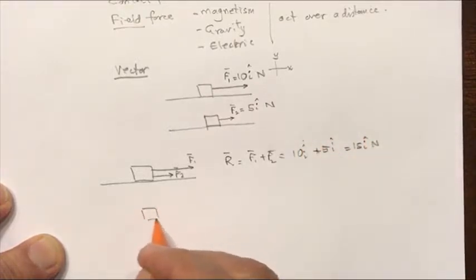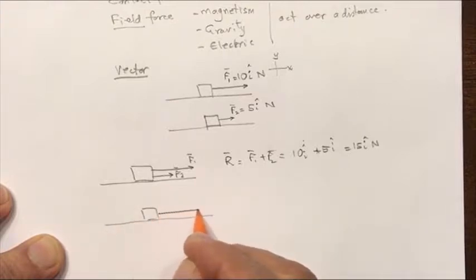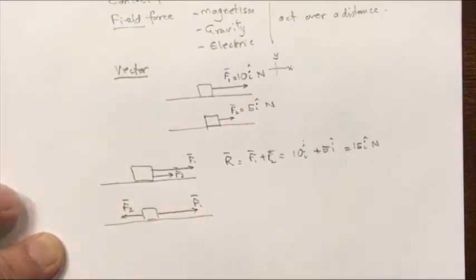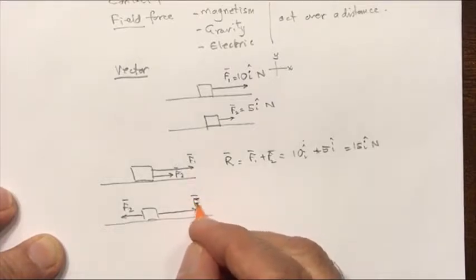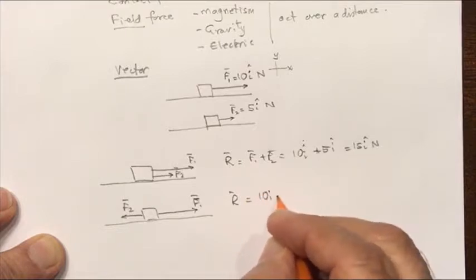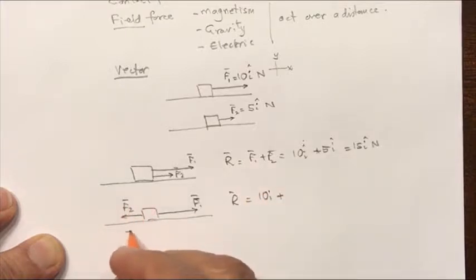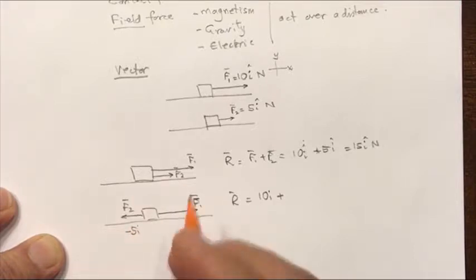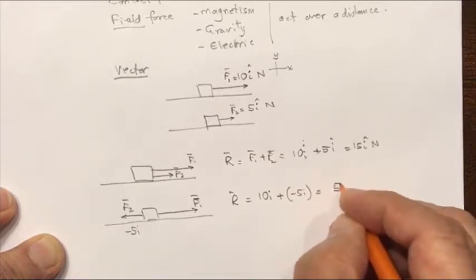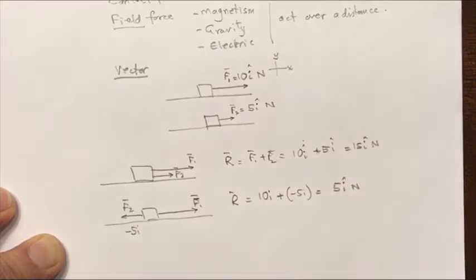However, if the forces were acting like this, F1 this way and F2 this way, then they won't add up to 15 newtons because they're opposing each other. The resultant would be 10i plus, this force is now negative 5i, which is 10 minus 5, which gives us 5 newtons towards the right, because this was 10 units and this one was 5 units, so the result is towards the right.